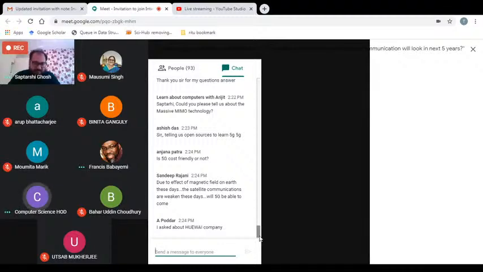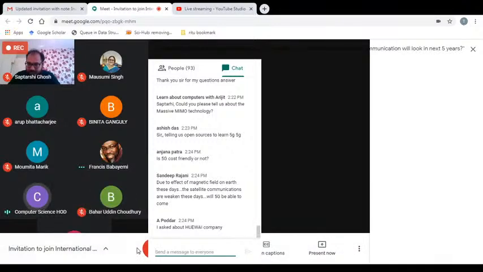Saptashi, a student, Ashish Das, again asks you to tell about some open sources to learn 5G. Are there any kinds of open sources available?